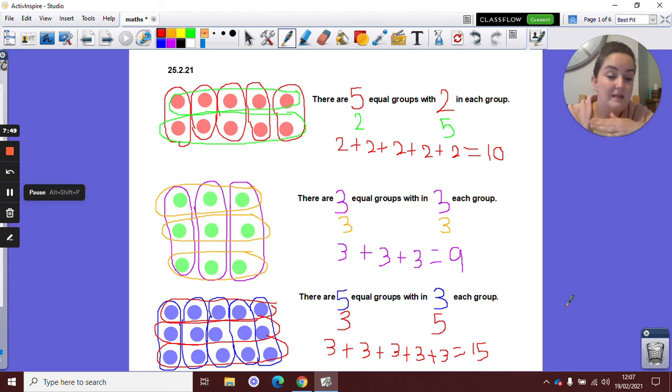Okay, remember these are the building blocks to help you understand multiplication and times tables, which we will be doing in the next couple of weeks as well.